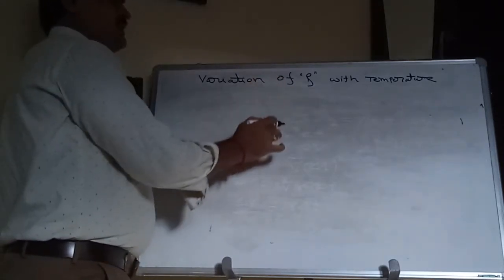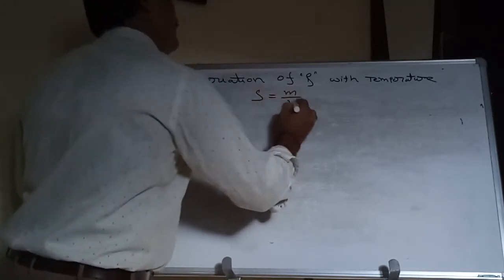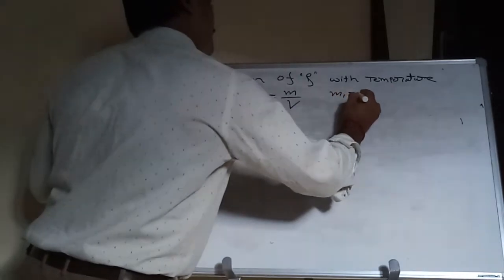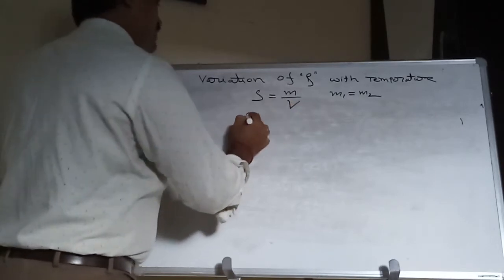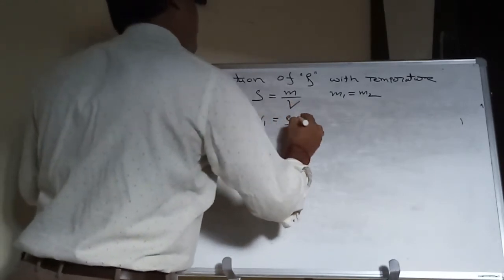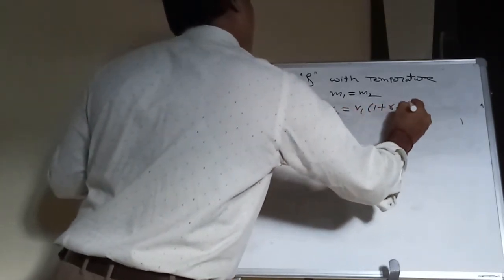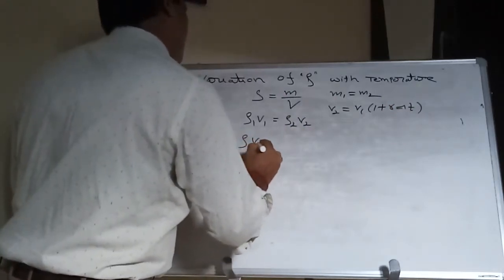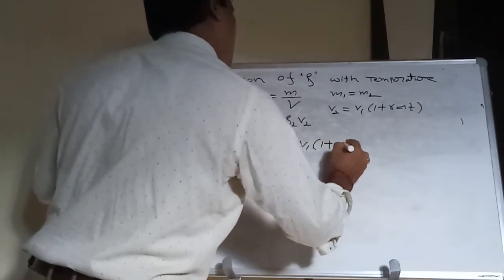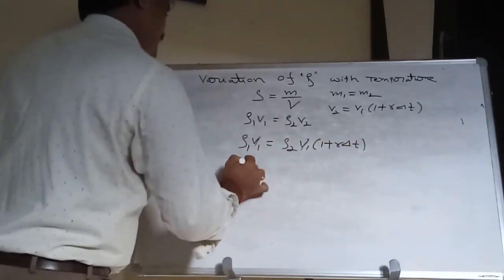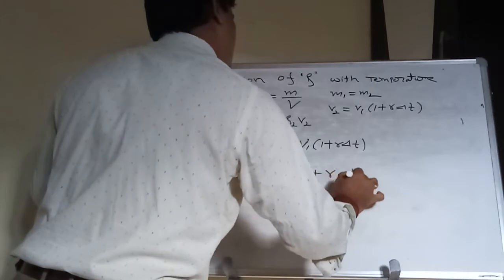So, variation of density with temperature: rho is equal to m by v. For different substances, m1 equals m2, with densities rho1, rho2 and volumes v1, v2. So rho1 v1 equals rho2 v2. Now v2 is equal to v1 into (1 plus gamma into delta t). So rho1 v1 equals rho2 into v1 into (1 plus gamma into delta t). So v1 cancels, and rho1 equals rho2 into (1 plus gamma into delta t).